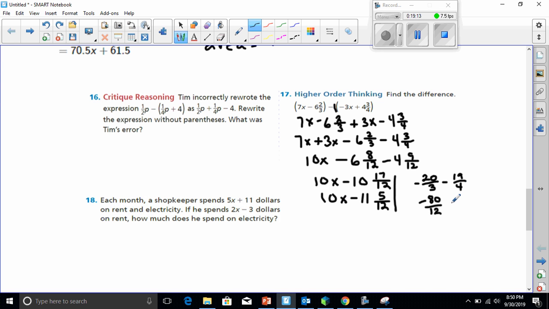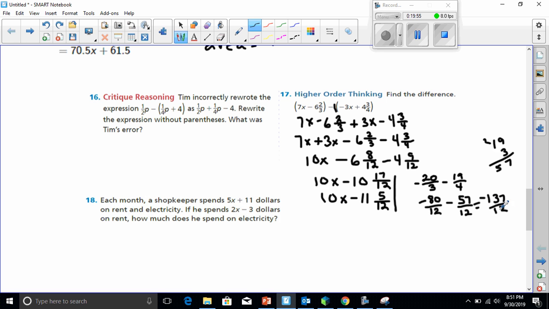And over here, this would have been a negative, and 3 times 19 is 57. So that would have been 57 over 12. And I would have had to add these together. 80 and 57 would have been 137 over 12.